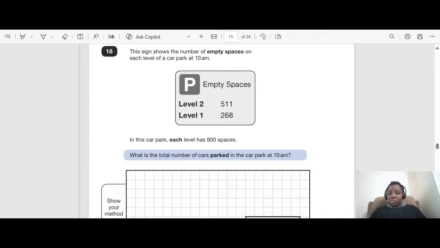And then the empty spaces on the two levels is 511 plus 268. So let's add this together. That is 779. So the total number is 1,600. Let's subtract 779 from 1,600 quickly. So my answer is 821. We have 821 cars parked in the car park at 10 a.m.